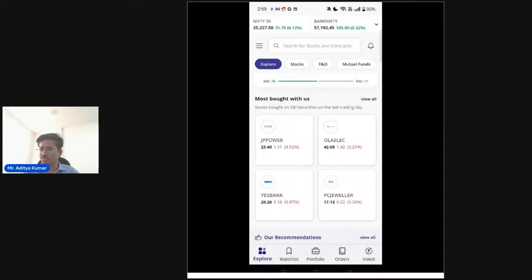After that, we have the Most Bought section. This is a recently added feature on the SBI Securities app. It basically tells us the top stocks SBI Securities clients bought on the last trading day.